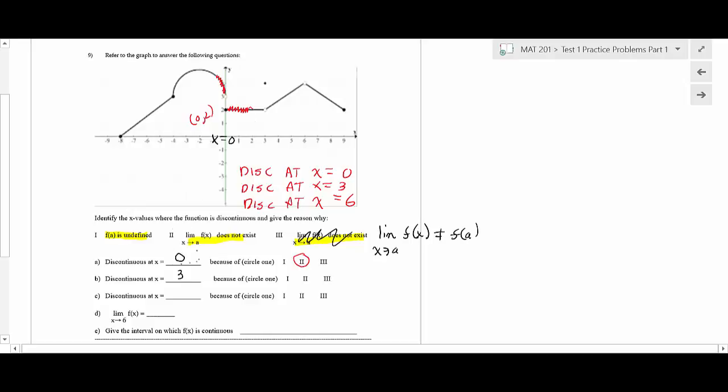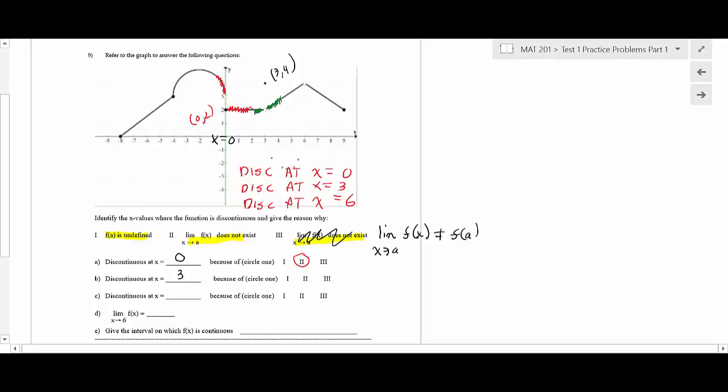So the reason, first of all, you got to see if the function's defined. Okay, this is defined. We are defined at this point, 3, 4. So it can't be that one. Let's see if the limit exists. If we do the left-hand limit, we're approaching 2. If we do the right-hand limit, we're also approaching a y value of 2. So the limit does exist on that.